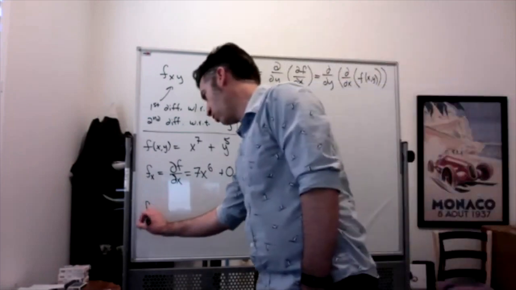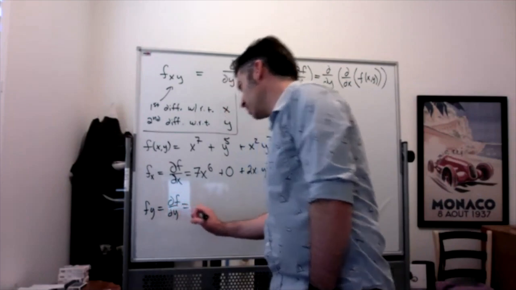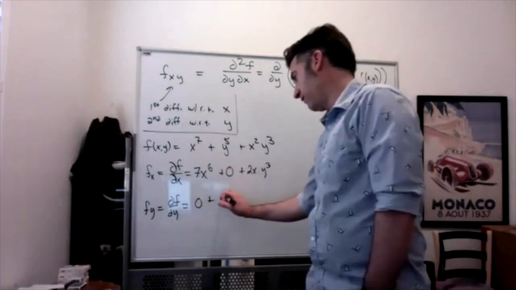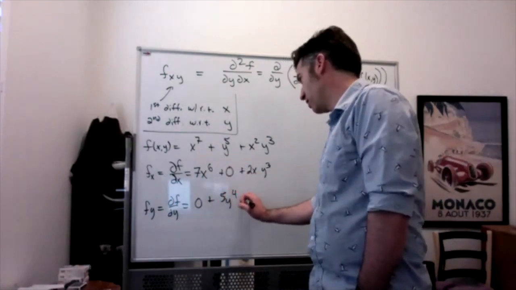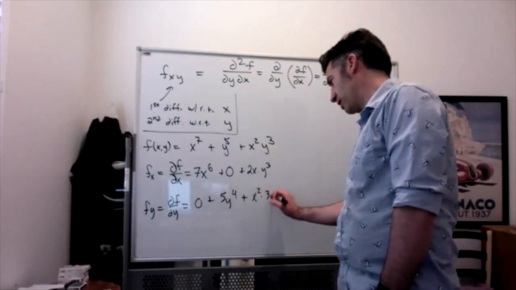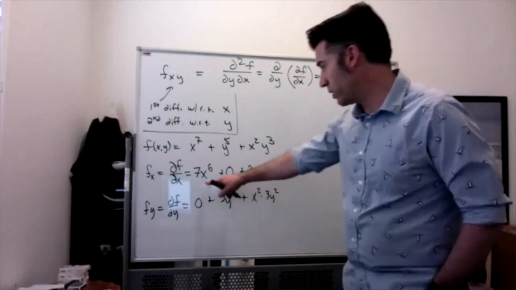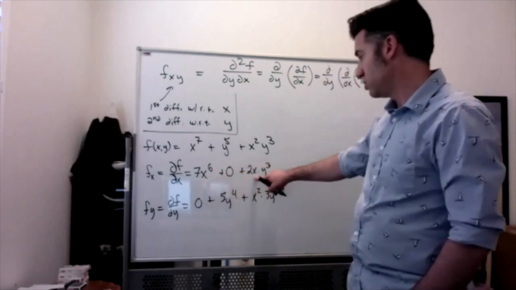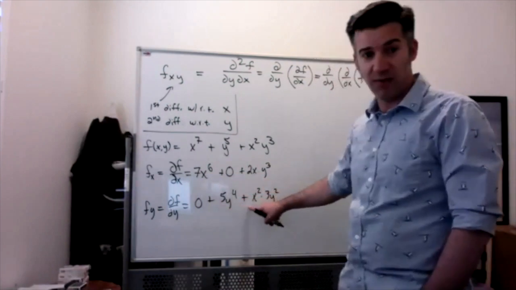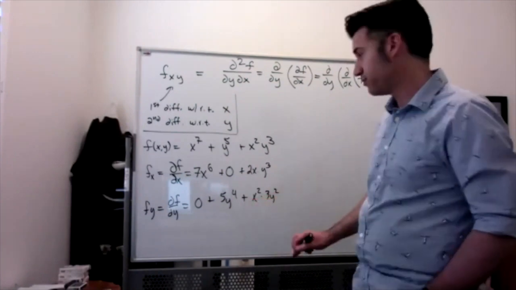The partial with respect to y, which is del f del y, is going to be, let's see, the derivative of x to the 7th is 0. The derivative of y to the 5th is 5y to the 4th. The derivative of x squared y cubed is going to be x squared times 3y squared. And now you can simplify that a little bit. You should rewrite this as 7x to the 6th plus 2xy cubed, and this as 5y to the 4th plus 3x squared y squared, because we like to put the constants in the front.